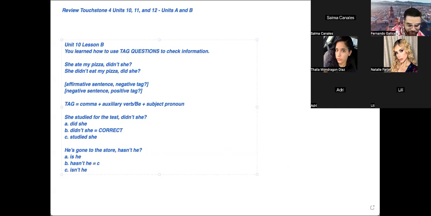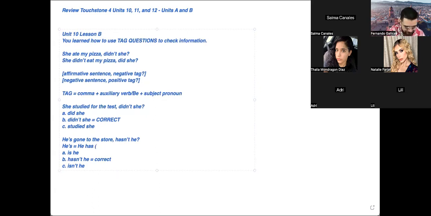Because the subject pronoun is he. But the reason why it's letter B is that if we separate he's, it's not he is. It's he has. Él ha ido a la tienda, ¿no? He has gone to the store. It's present perfect.